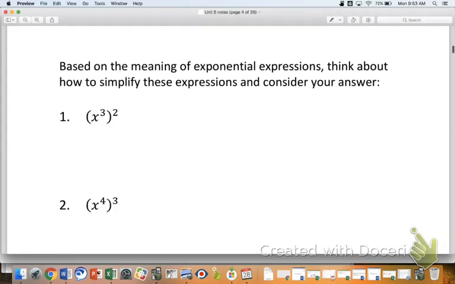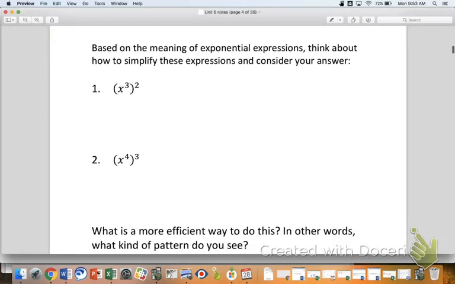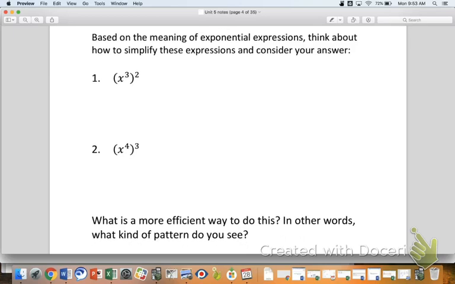This one, similar idea, a layer of difficulty added for sure. So again, based on what you know an exponent to be, try to write these out. Think about how it would go to simplify this all the way, and start to try to see a pattern that emerges with these two brief examples.